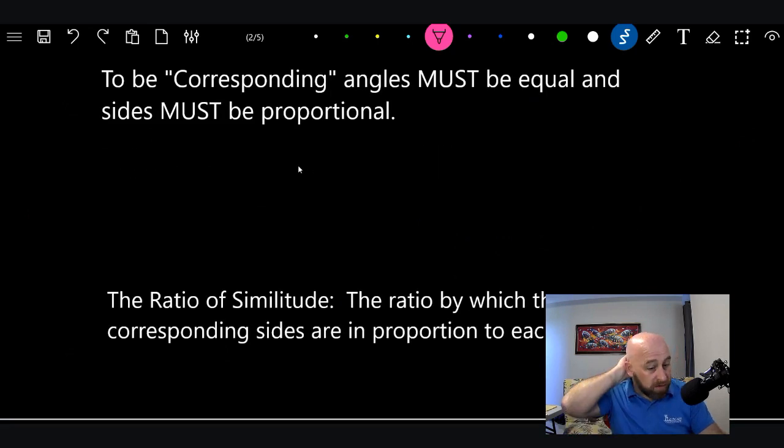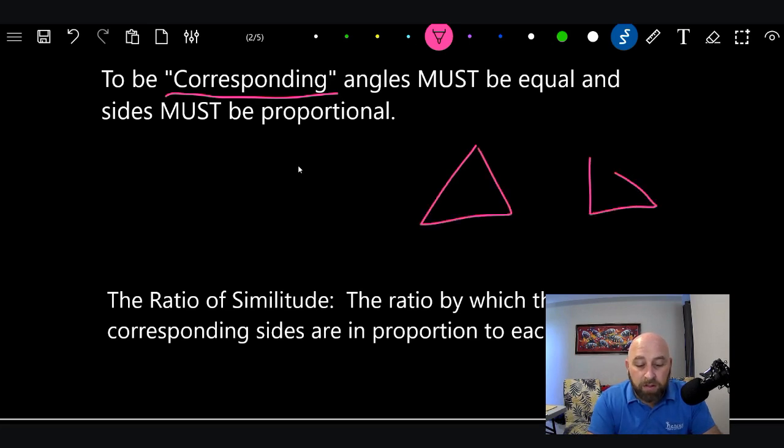All right, to be corresponding, okay, I keep using that word corresponding, angles must be equal and sides must be proportional, okay? So those are corresponding angles, corresponding sides, corresponding angles. In other words, I can't just say that this is corresponding to this. I can't say, okay, let's call this angle A and we'll call this A prime. Well, A and A prime are not equal angles. They're not corresponding. You can't use A prime there. You have to call this something else. We could call this angle D, but we cannot call it angle A prime because it's not A prime.